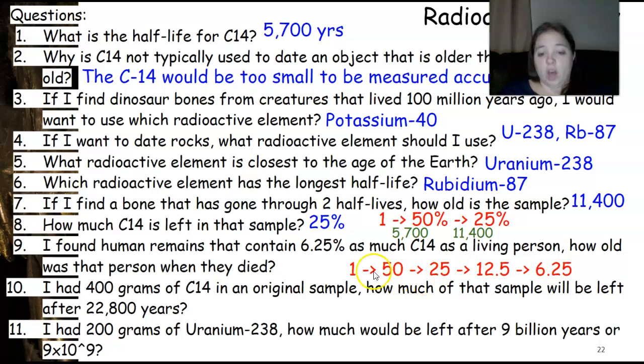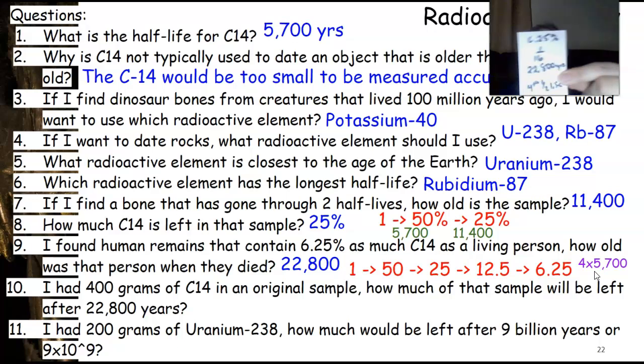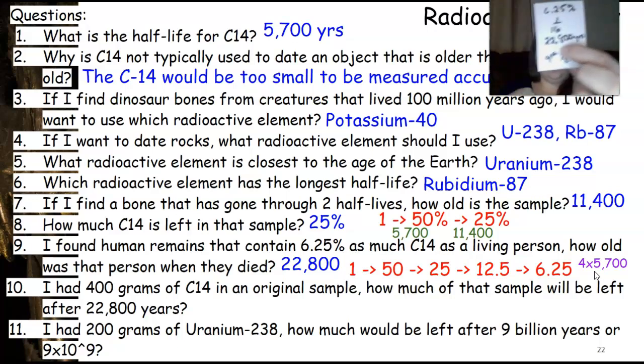Well, doing it the long way, I would go 1, 2, 3, 4. All right, so I have 4 half-lives. Well, 4 times 5,700 gives you 22,800. Or I look at this sheet of paper that has this, and there's my answer right there. See why I told you to use it?